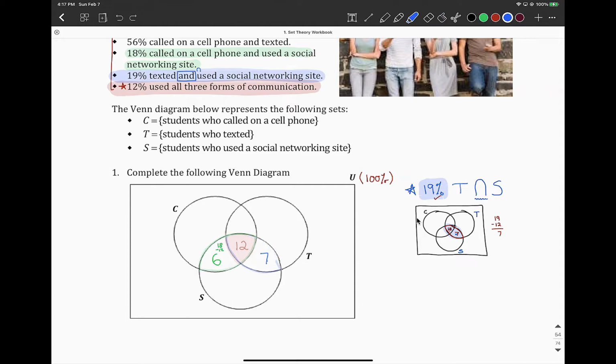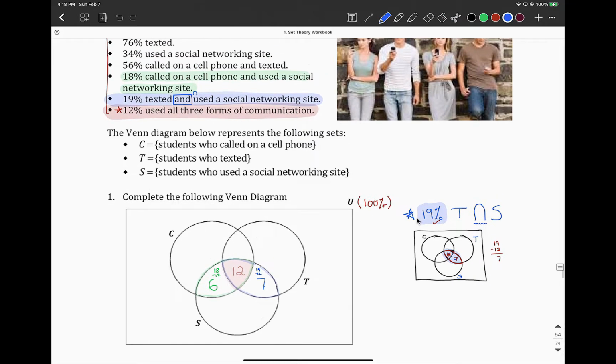It's messy. Let's just fix that. There was my 19. There's my 18. And let's just write that in. 19 minus 12. There we go. And I'm on my way. Let's do the next one.